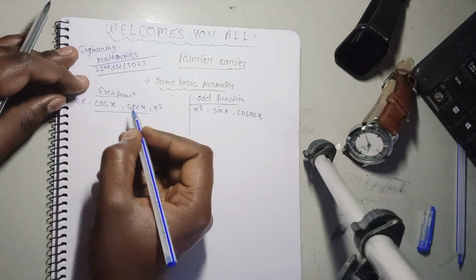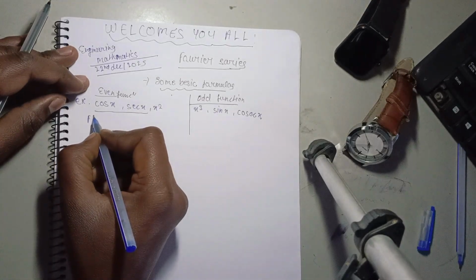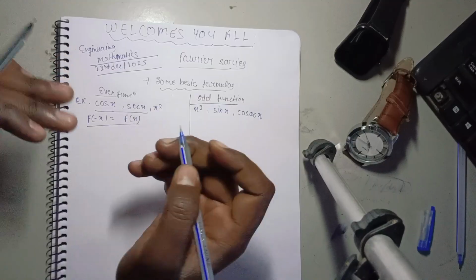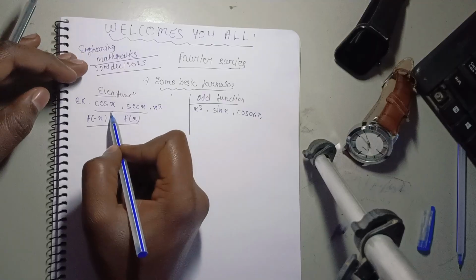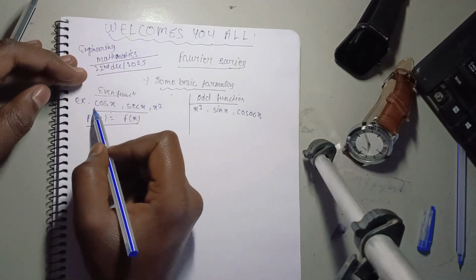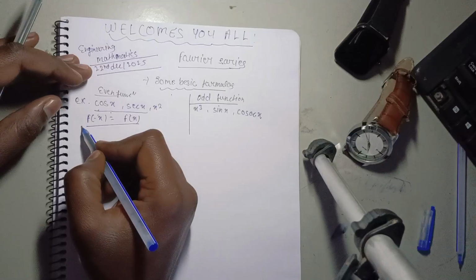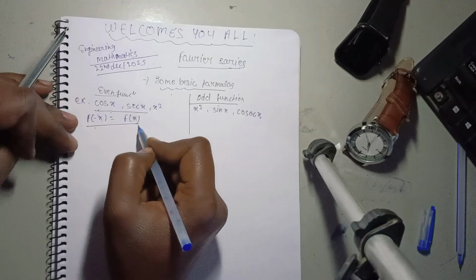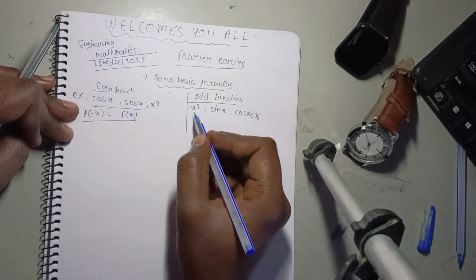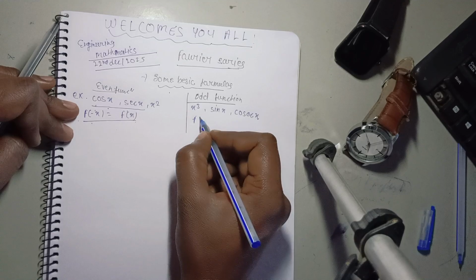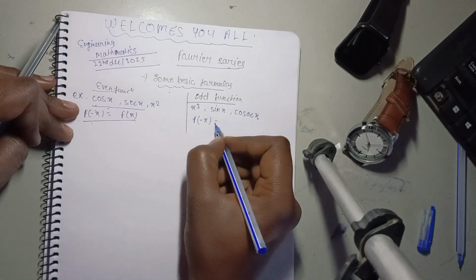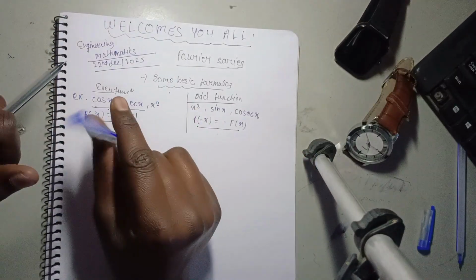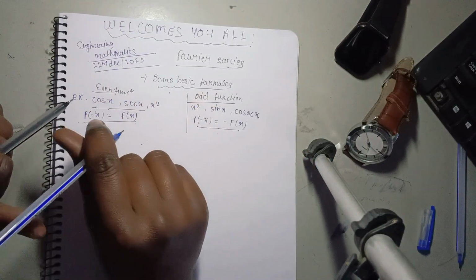Second thing, if f of minus x we get only f of x, then also we can say it is even. Sometimes we will not get something very simple like cos x and sec x, so we need to put minus x and then decide. Another one, if we put minus x and we get minus f of x, then this is odd function.